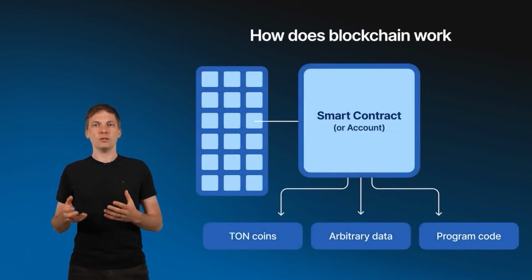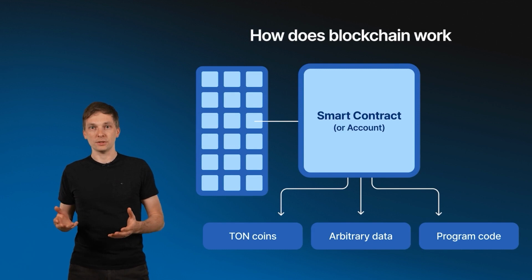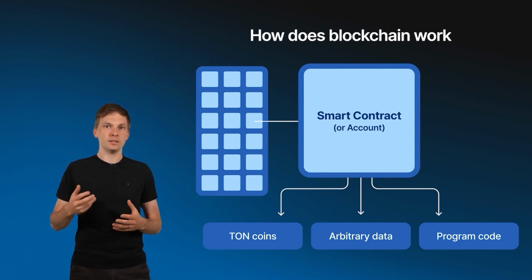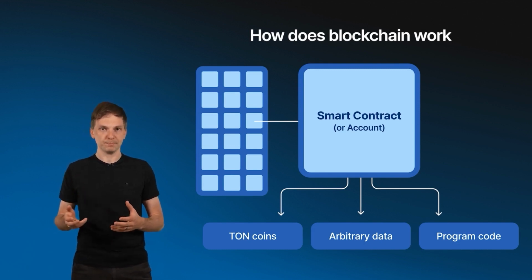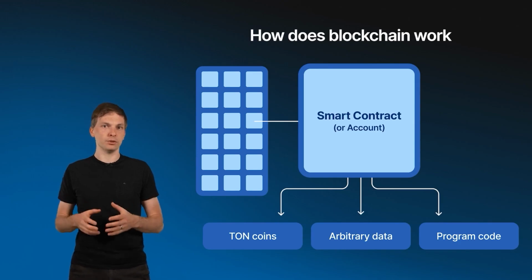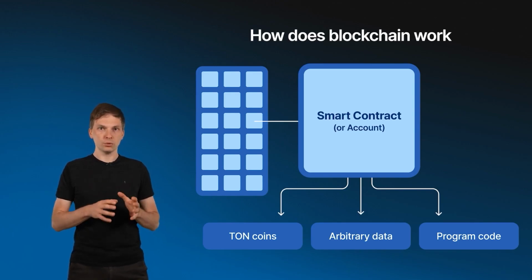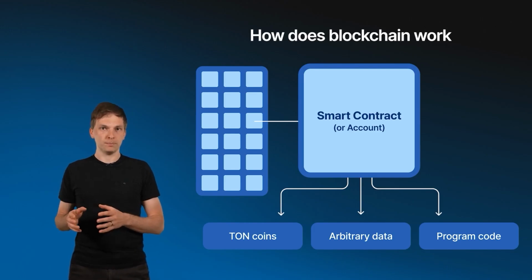It's kind of a more general idea than just a ledger of transfers. It's a ledger of changes in the state of arbitrary accounts. Every smart contract is also called an account. And an account has its own storage and it has its own unique address. Accounts also store the balance of Ton coins and the program code.